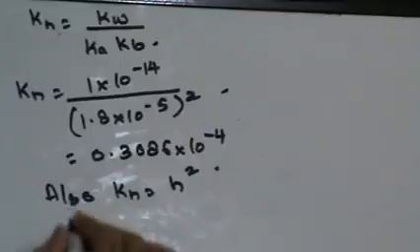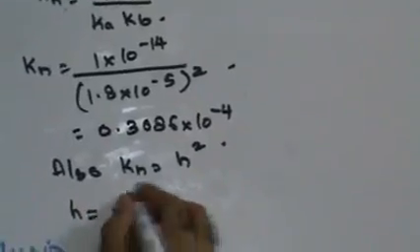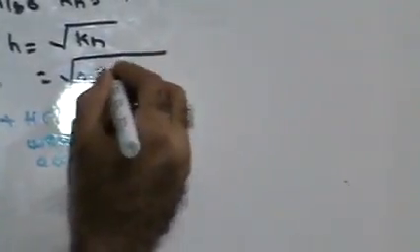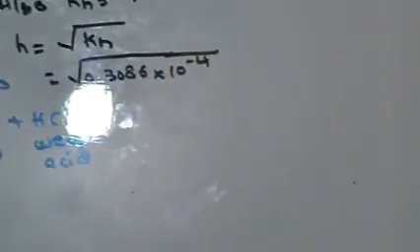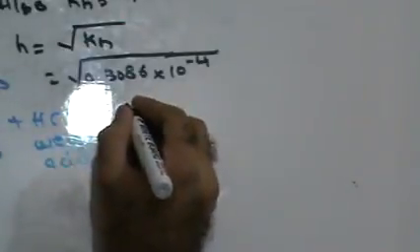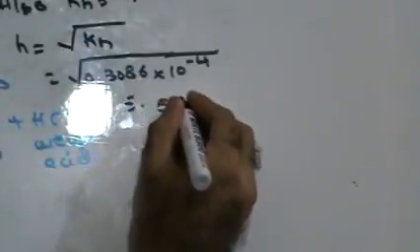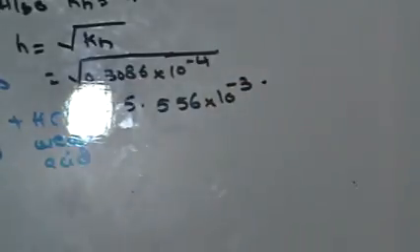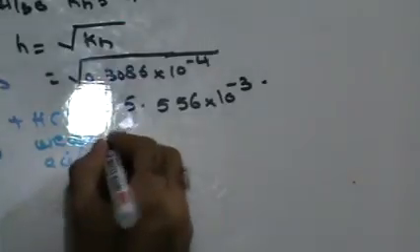So I'll get h as the square root of Kh, square root of 0.3086 into 10 raised to minus 4. In which case you will get this answer as 5.556 into 10 raised to minus 3. That is going to be my degree of hydrolysis. These were the only two things asked in this sum. Next, take on the next sum please.